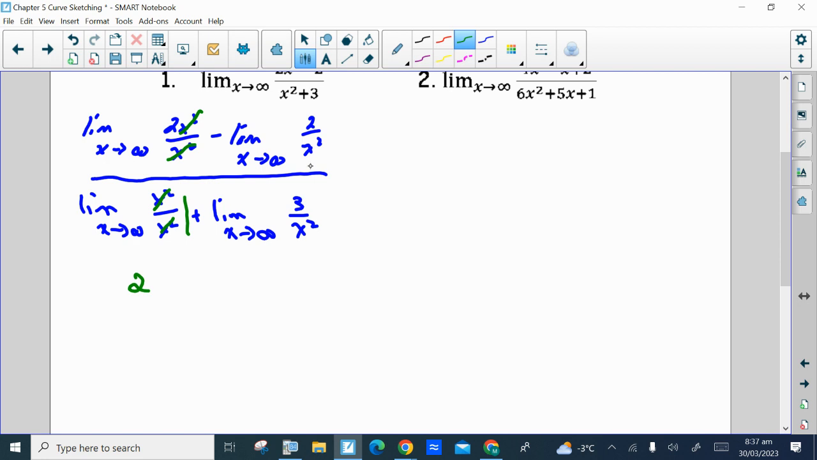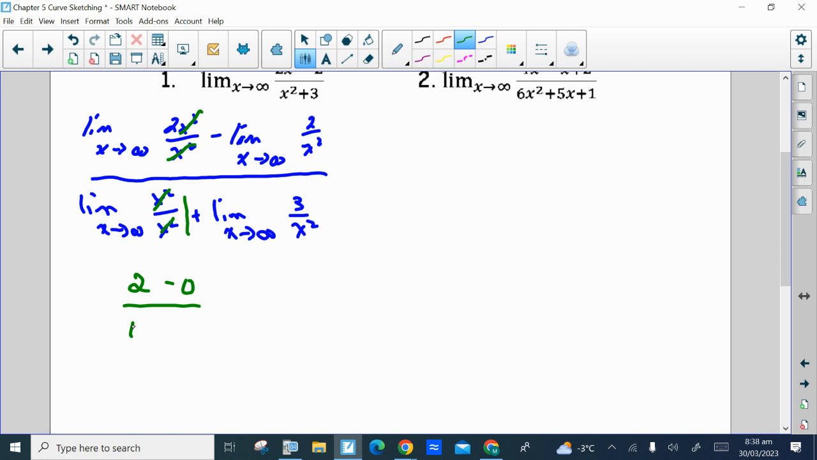Now, for the second one, as x gets larger and larger, x squared will get bigger and bigger. So when you divide 2 by a number that's getting larger and larger, the answer is going to get smaller and smaller. It'll approach 0. And remember, the limit is what the value is approaching. In this case, as x gets larger and larger, what is the value of 2 over x squared approaching? It's approaching a value of 0.